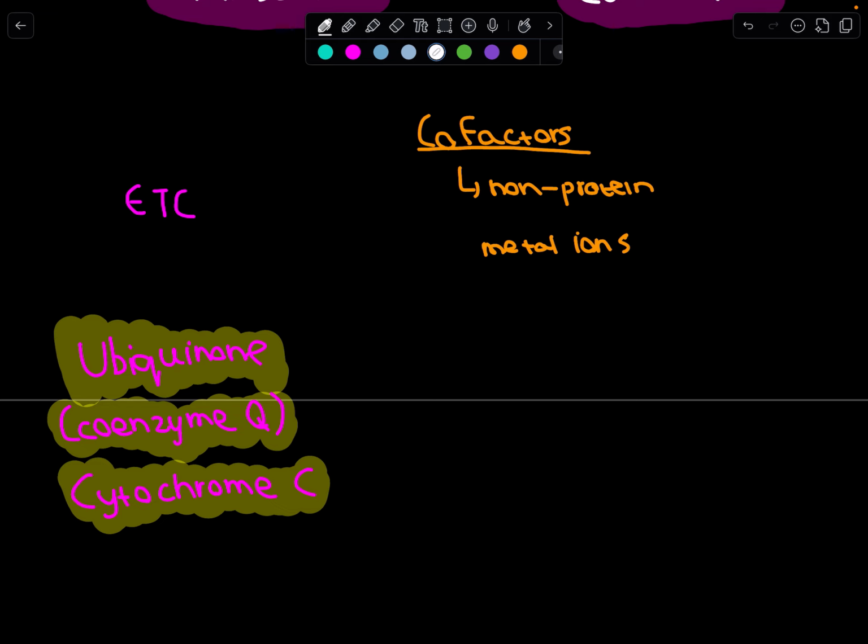I don't get ubiquinone and cytochrome C though. Where do they connect to the story?